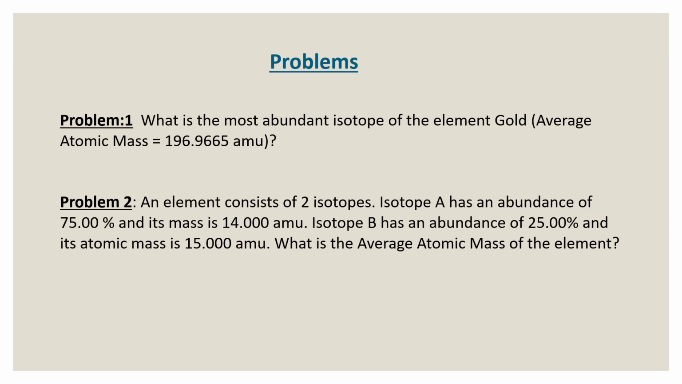It's problem time. Problem number 1. What is the most abundant isotope of the element gold whose average atomic mass is equal to 196.9665 AMU? Problem number 2. An element consists of two isotopes. Isotope A has an abundance of 75.00% and its mass is 14.000 AMU. Isotope B has an abundance of 25.00% and its atomic mass is 15.000 AMU. What is the average atomic mass of the element?